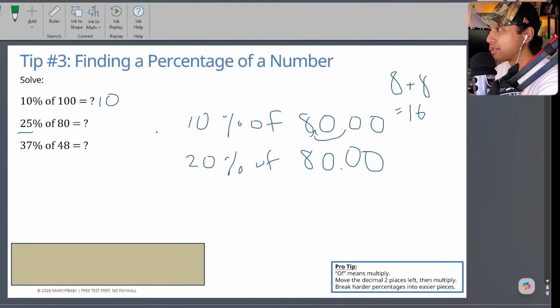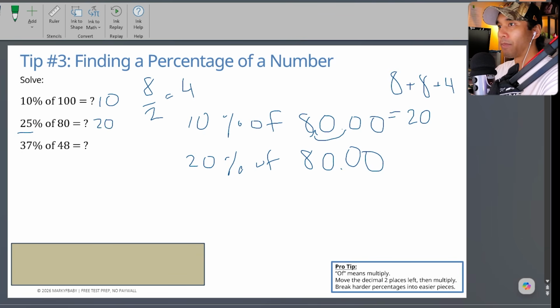Now it wants 25%. Well, what is 5% of 80? All we have to do is get this 8 and divide that by 2. 8 divided by 2, and we get 4. So then we get 8 plus 4, and that equals 20. So 25% of 80 is 20. My math is all over the place. I hope you were able to follow that, okay?